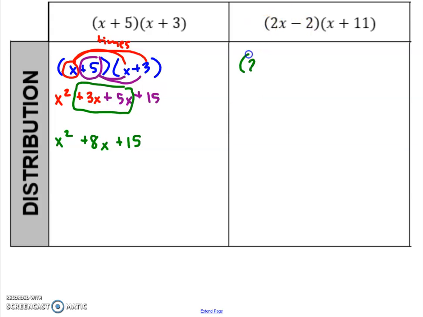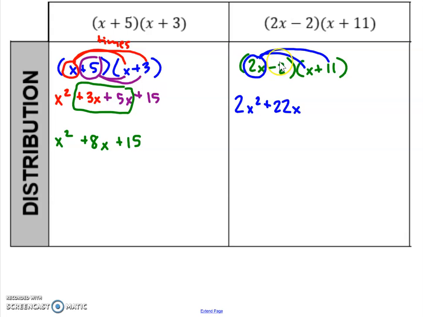Here we go. 2x minus 2 times x plus 11. All right, I'm going to start with my first one, 2x, and multiply it times everything in the other parentheses. So 2x times x is going to be 2x squared. Watch your exponents. 2x times 11 is 22x. And now I'm ready for my second term. Here we go, -2 times x, -2x. -2 times 11 is -22. Mind your signs, it changes things.